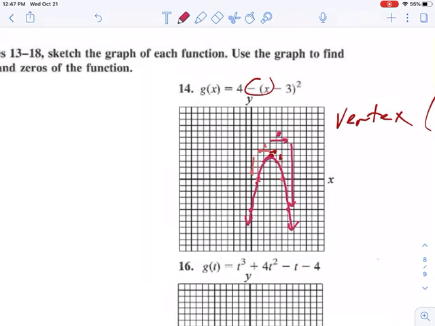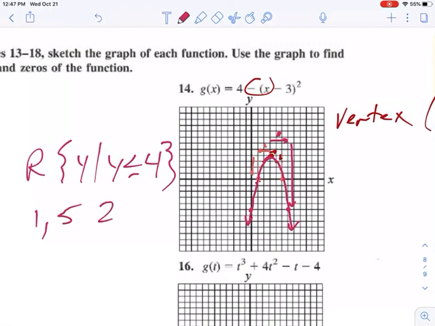All right, so the range is everything less than 4. Range: set of all y such that y is less than or equal to 4. That's our max point there. And not Max Clausen, but max point. And then we have 1, 2, 3, 4, 5. I hate these small graphs. 1 and 5 for zeros.